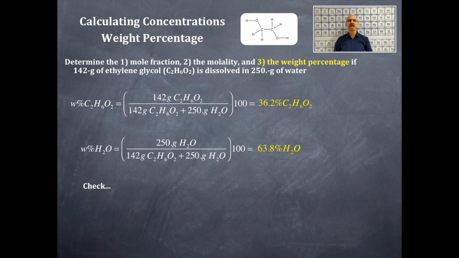So here is your check. We have a two-component system here. The percentage of the ethylene glycol plus the percentage of the water should sum up to 100%. I'm going to take the 36.2% of ethylene glycol plus the 63.8% water, and I'm going to get 100%, and that is my check. Just a real quick check on the check.